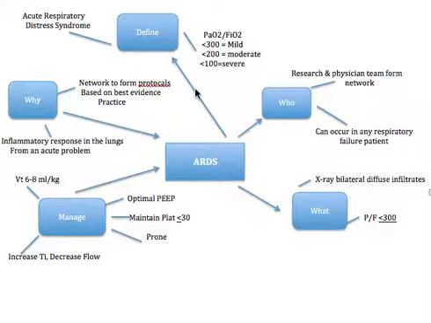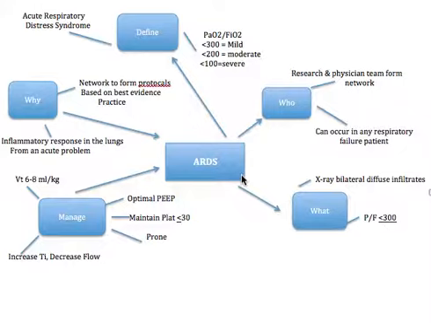Another aspect where you can define ARDS further, which is down here to the what. The chest x-ray will show bilateral diffuse infiltrates. When you do your calculation, it's going to be less than 300, so that's a good indicator as well.